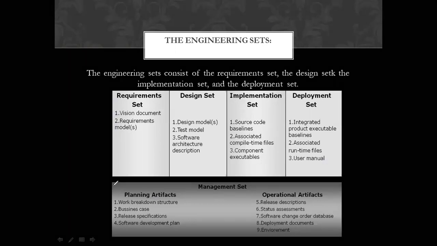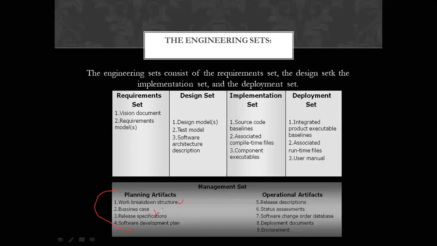So this last part, planning artifacts, operational artifacts. The work breakdown structure is about activity breakdown and financial track. Work breakdown structure is nothing but organizing all the activities which are to be done first, second, third, fourth, last, and every activity will take how much money, how much time. That is work breakdown structure.